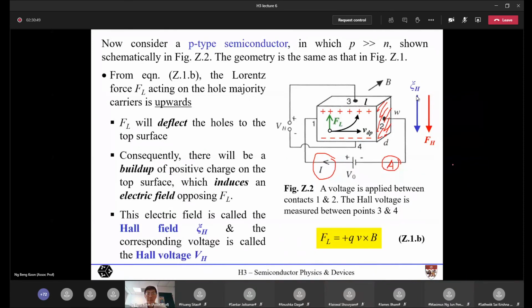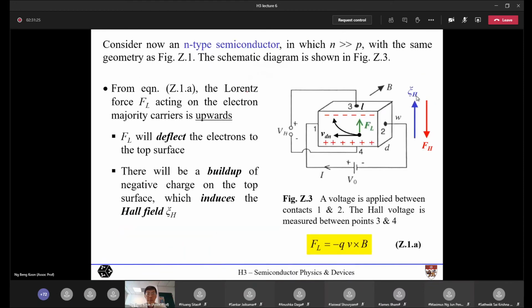If you apply the Lorentz force calculation, you see that in this case the holes are moving from left to right, the velocity is there, and the magnetic field is into the screen. So if we do a cross product of V cross B, the resulting cross product gives you a vector that's pointing upwards, right? And you also have to multiply by the charge, which is positive in the case of holes, and your net Lorentz force is upwards. So the holes get pushed up, and the top is positive charge.